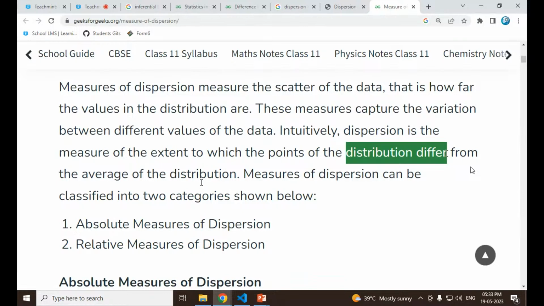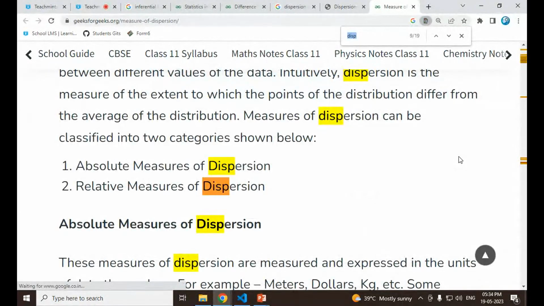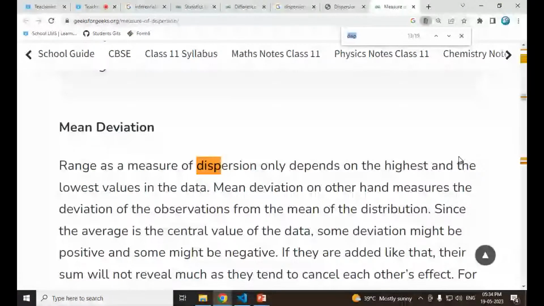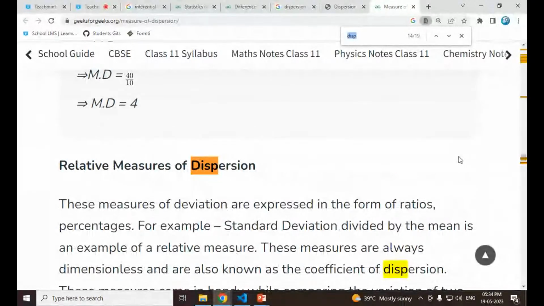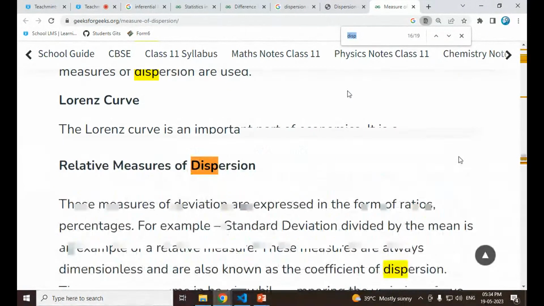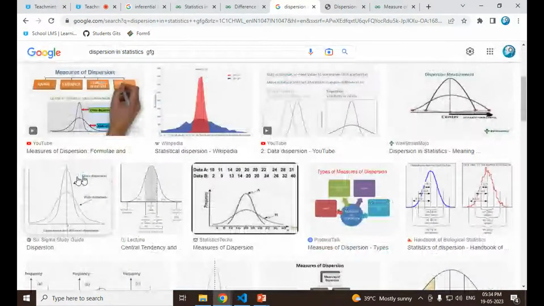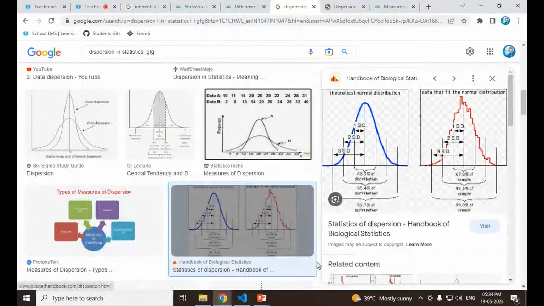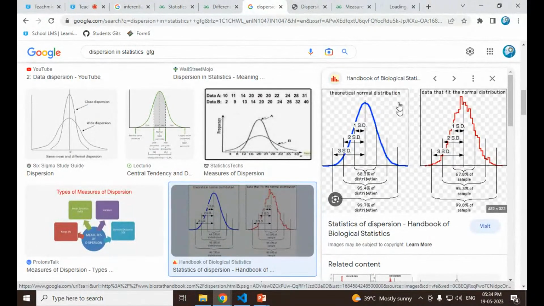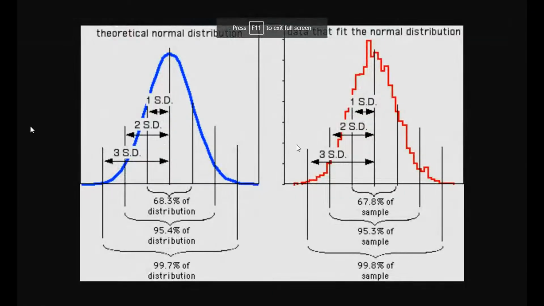Okay, let's look at an example. We have different types of dispersion, but we don't have many details on it. We don't have many examples on this. Statistical distribution. Yes, we have this unique example. Let's take this: a theoretical normal distribution and the data fit in the normal distribution.